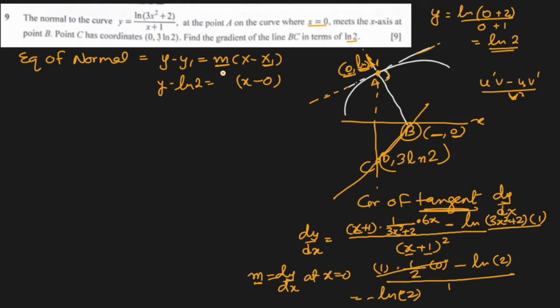That's it. Now this is the gradient of the tangent. We have to write the gradient of the normal here, and we have to negative reciprocate this one, which will be positive 1 over ln 2. This is the equation of the normal. Let's write it in simplified form. Y equal to 1 over natural log 2 times x, and this negative ln 2 will become positive ln 2. This is the equation.